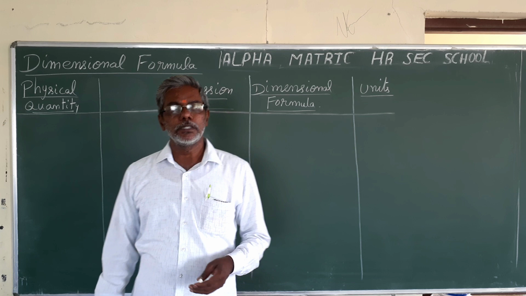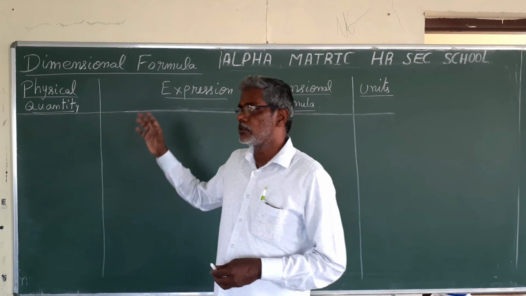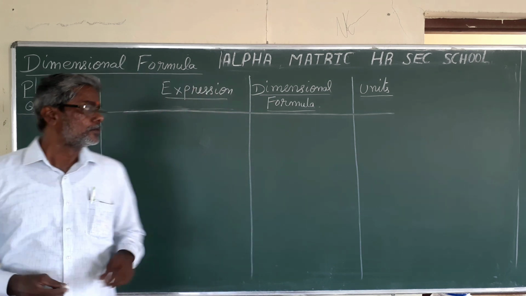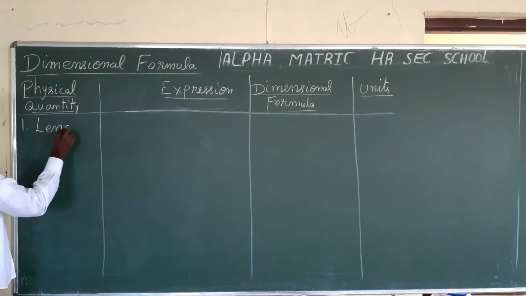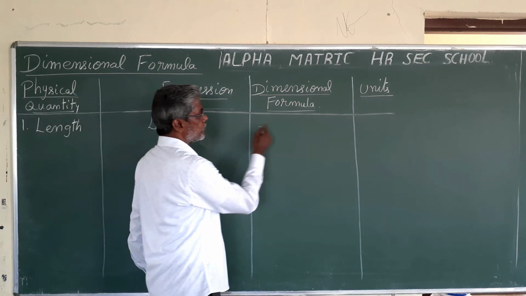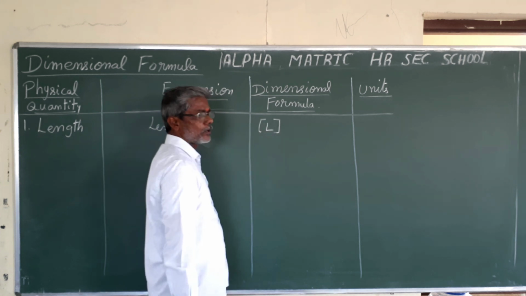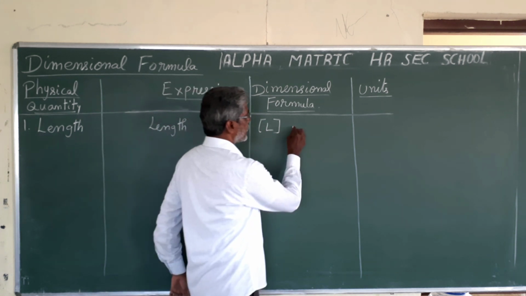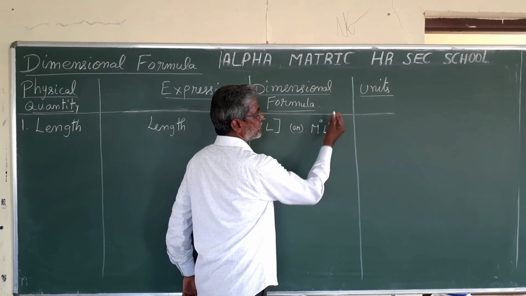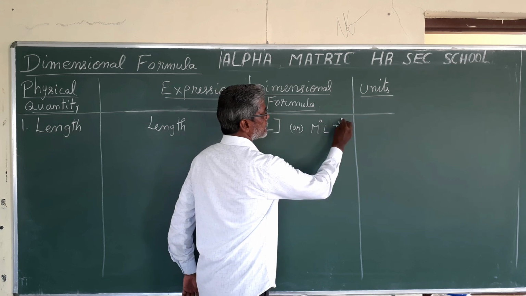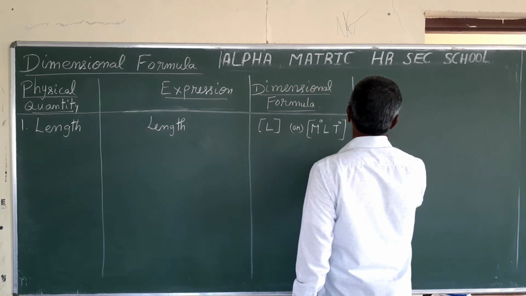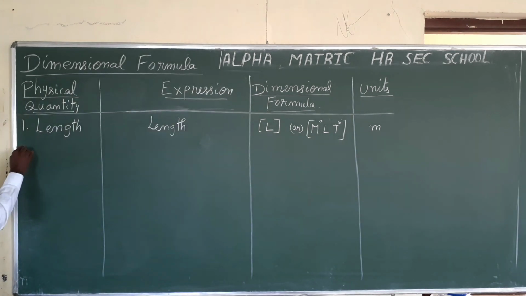In your textbook, it is given on page number 31. So we will discuss some of the physical quantities and the remaining part you practice at home. Okay. Now, first one, length. What is the dimensional formula for length? If I want to represent it in the form of MLT, I can write M0 L1 T0. Here it is 1. If it is 1, you can put 1, otherwise we can leave it. Now what is the unit for length? Meter.